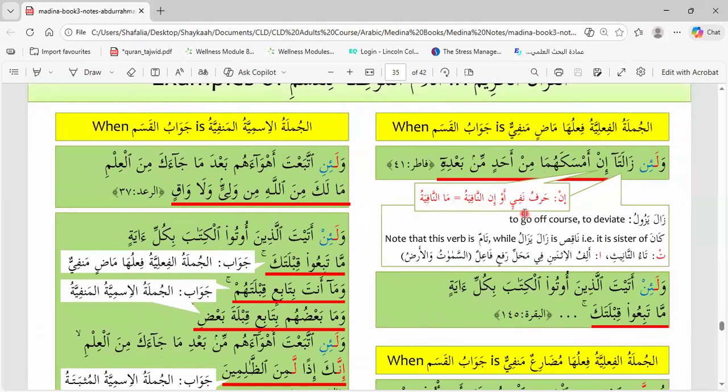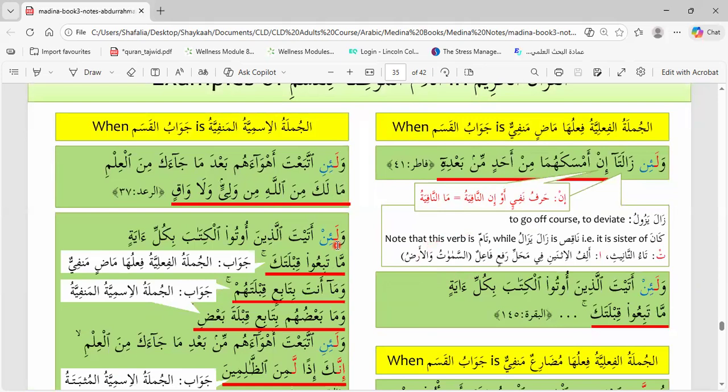Here you have in harf nafi, or in nafiya, or ma nafiya. Nafi is to negate something. So here you have the in as a negative. Here the verb, of course, is zala yazalu. So another verb is damun. So here the verb is damun, while yazalu or zala is naqisun, and a sister of kana.